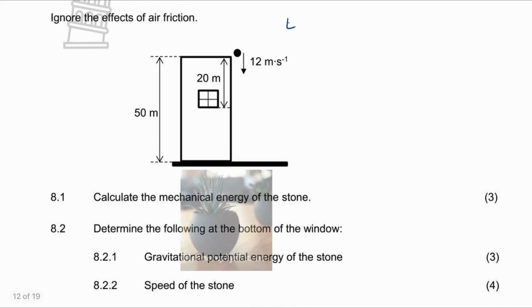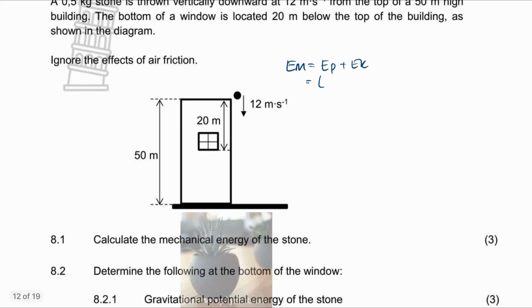So at the top, EM is going to equal EP plus EK. Now EP is mgh, the mass is 0.5, so 0.5 multiplied by 9.8, and the height of the building is 50, plus half, the mass is 0.5, the velocity that it's thrown with is 12 squared. So we can calculate the EM, and the EM is going to be 281 joules.